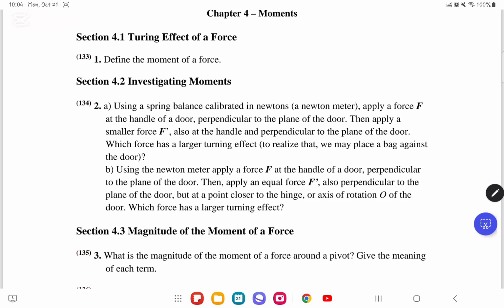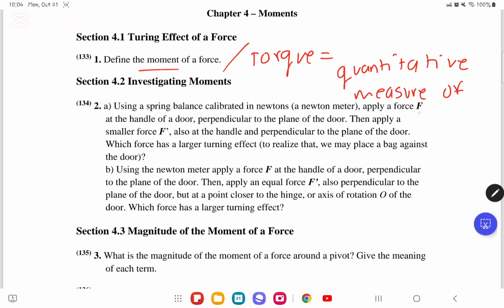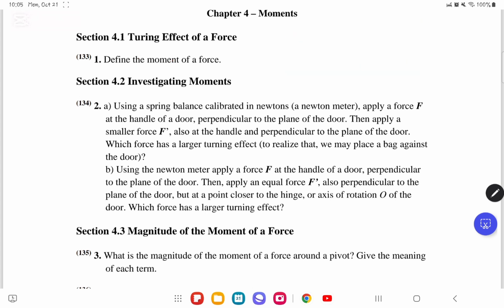So let's start with section 4.1, the turning effect of a force. We need to define the moment of a force. The moment of the force, or the torque, means what? It is the quantitative measure of the turning effect. So remember, anytime they ask about the definition of a moment or the torque, it's the quantitative measure of the turning effect.